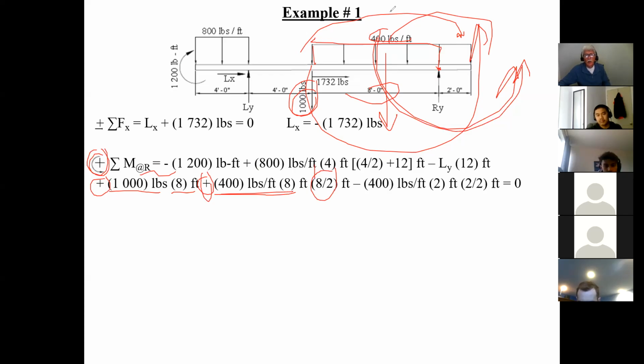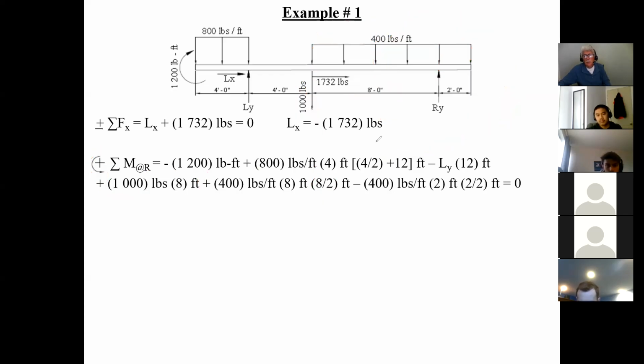Now look at the very last load, this part here. How does it want to rotate with respect to this point here? In other words, when I look at just this load on the beam, how does it want to rotate with respect to the point I'm taking moments about?